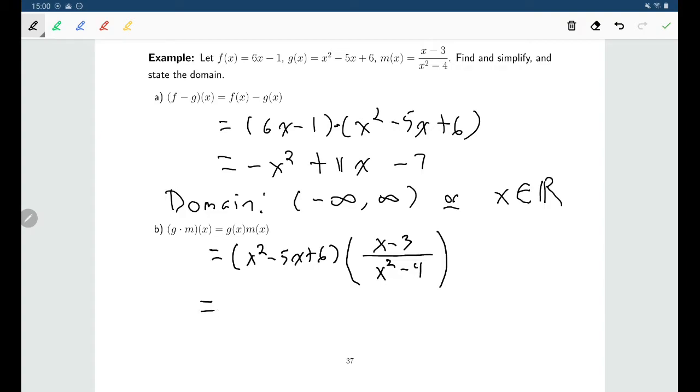So g of x, x squared minus 5x plus 6, that does factor out rather nicely. x minus 2, x minus 3. And m of x, the denominator factors out rather nicely as well. We've got the denominator factors as x minus 2, x plus 2.